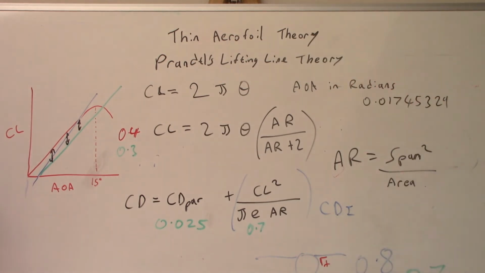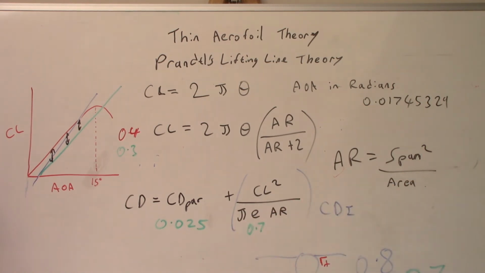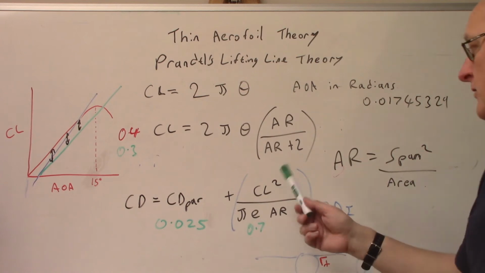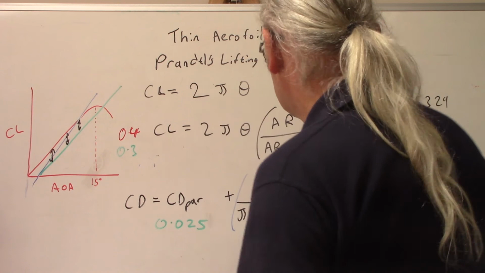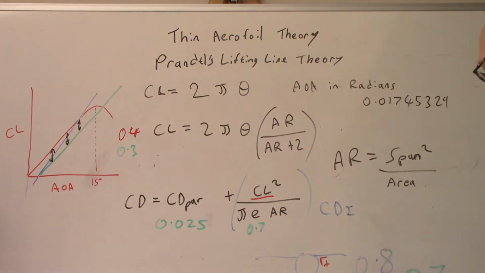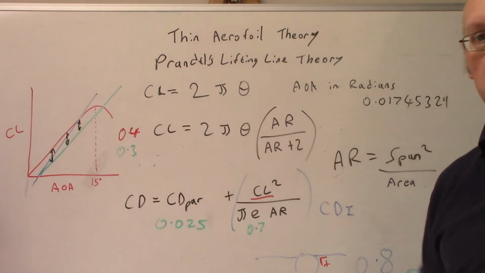So for Oswald's efficiency factor, if we put 0.7 in there, and we've worked out our aspect ratio already, which for that airfoil was 4 before, that gives 3.14 times 0.7 times 4. The key thing on this bit here is that because the coefficient of lift is squared, if the coefficient of lift that you use there is inaccurate, you're going to throw all of your other stuff out of whack.